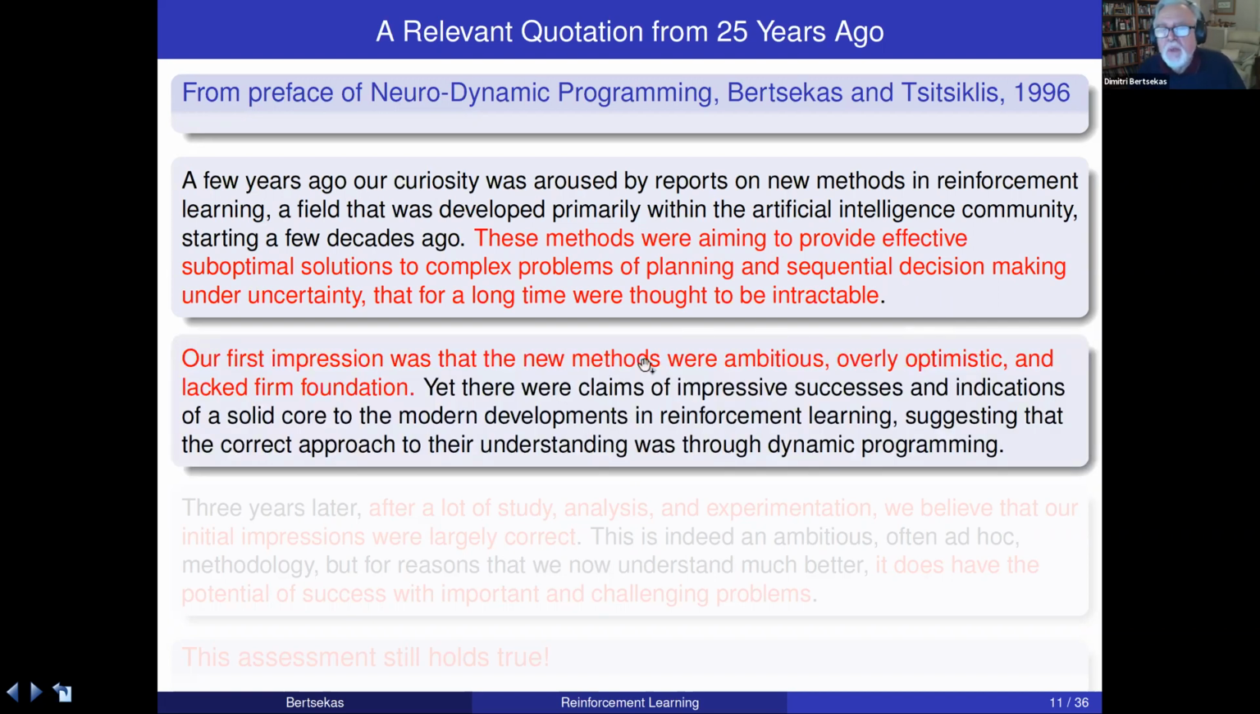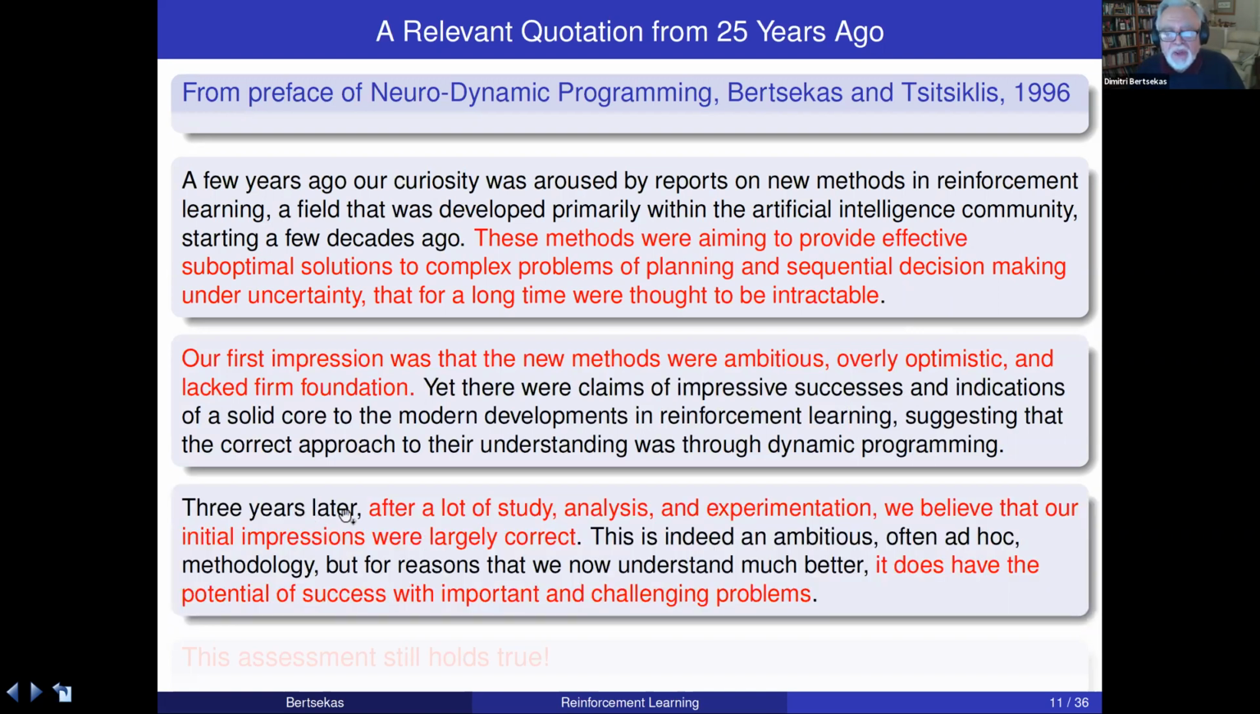Our first impression was that new methods were ambitious, overly optimistic, and lacked firm foundation. On the other hand, there were claims of impressive success and so on, which encouraged us. After we wrote the book and we understood the field a little better, we believed that our initial impressions were largely correct. This is an ambitious, often ad hoc methodology, but for reasons that we understand much better, it does have the potential of success with important and challenging problems. In other words, what we said was that this is a hit or miss methodology, but if you try hard enough and you're clever enough, you may be able to solve some very important and very challenging problems.